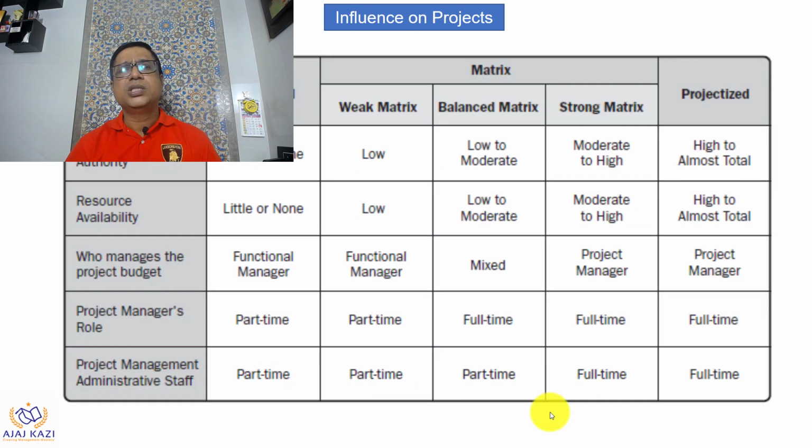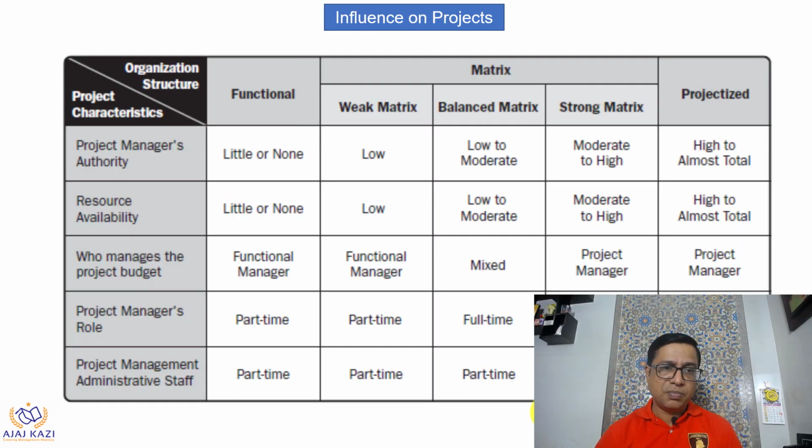Let us look at some of the influences on the project. If you look at the project manager authority, in functional it's not there. In weak matrix, it's also not there. In balanced matrix it is low to moderate, because it's the first time you can see the name of project manager. In strong matrix, it's moderate to high, but it is almost total in projectized. Resource availability is again an issue in the first two organization structures. In balanced it is low to moderate, then moderate to high, and almost high in projectized.